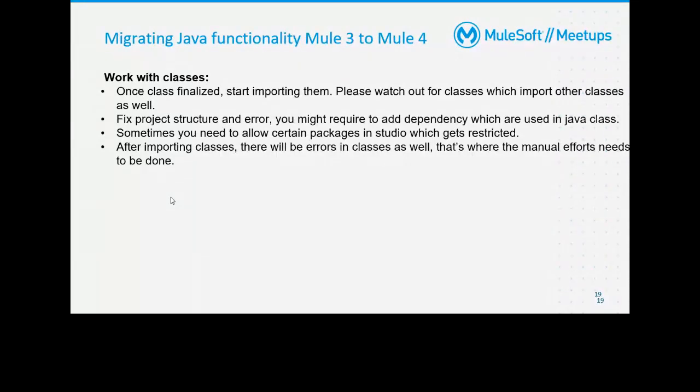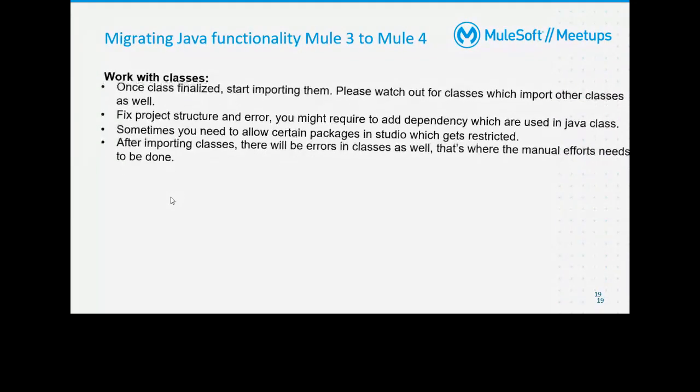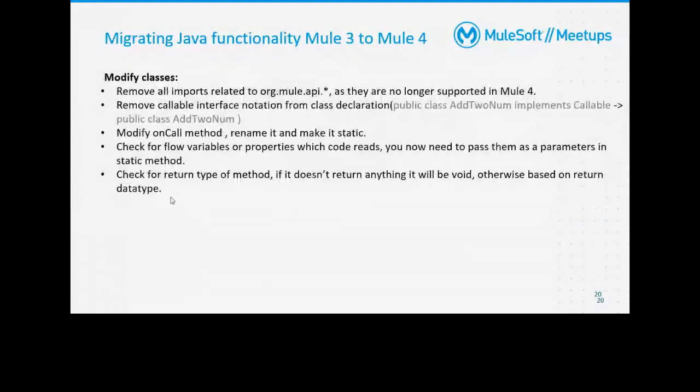And you have to watch out for those packages which I showed, the variables which the code was reading, and the methods. Once you get familiarized with those, then you start your manual efforts in that. So when it's coming to manual efforts, like changing the Java classes, what you do is you just remove whatever imports we have seen. We have seen there were different imports we were using.